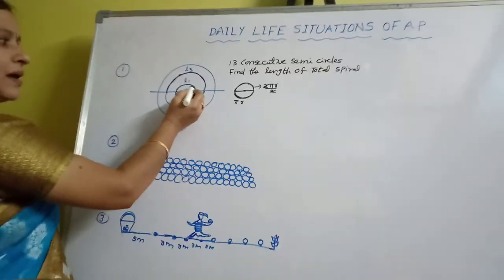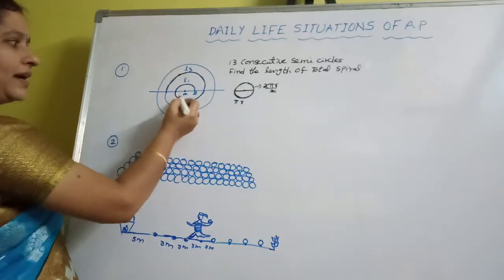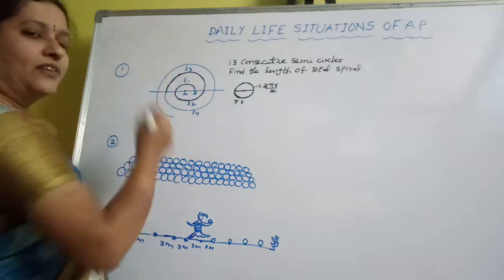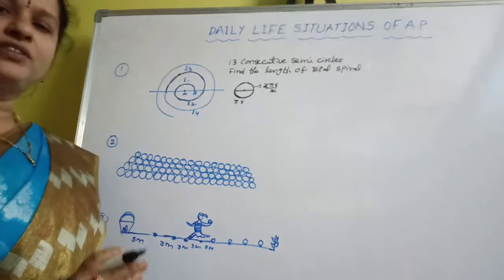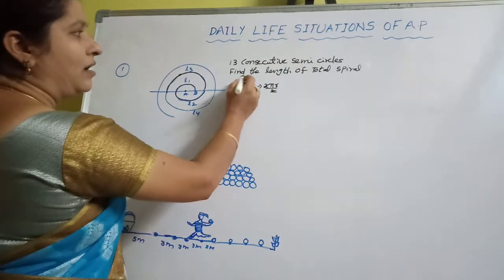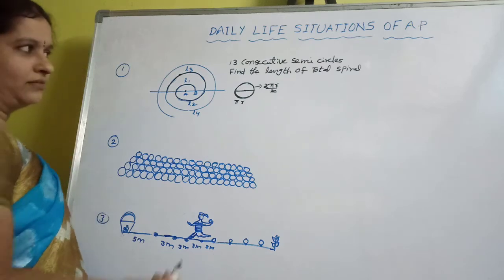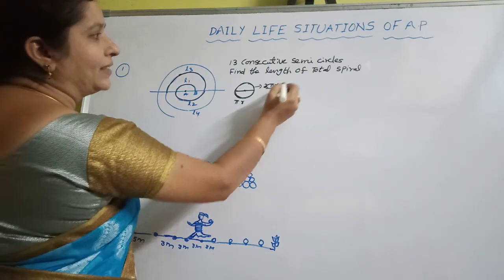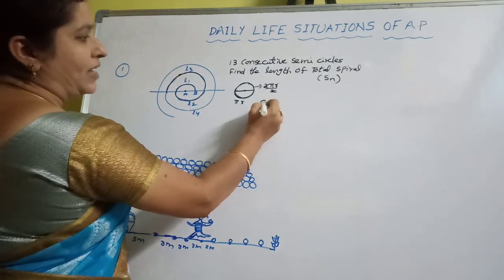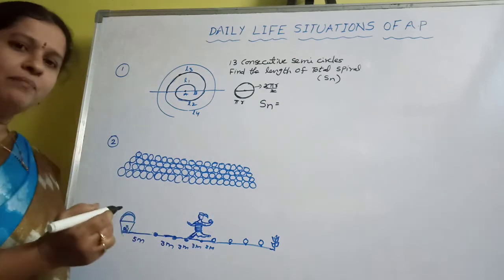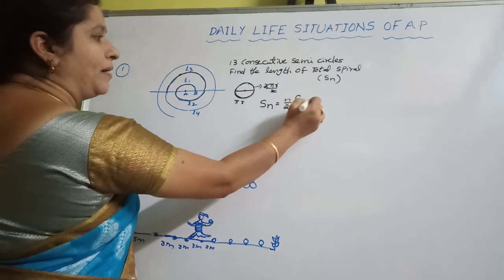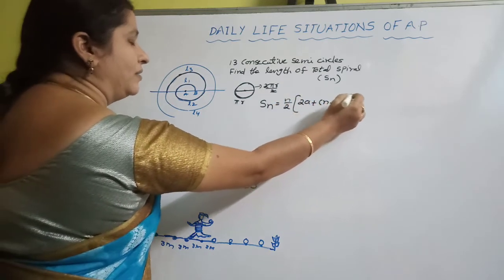So here in the spiral, the first length is L1, second length L2, third length L3, L4 like this. For this figure, first you have to find the series. Find the total length of the spiral. Total length means always Sn. So Sn equal to, what is the formula? Sum of n terms in AP. Sn equal to n by 2 into 2a plus n minus 1 into d.